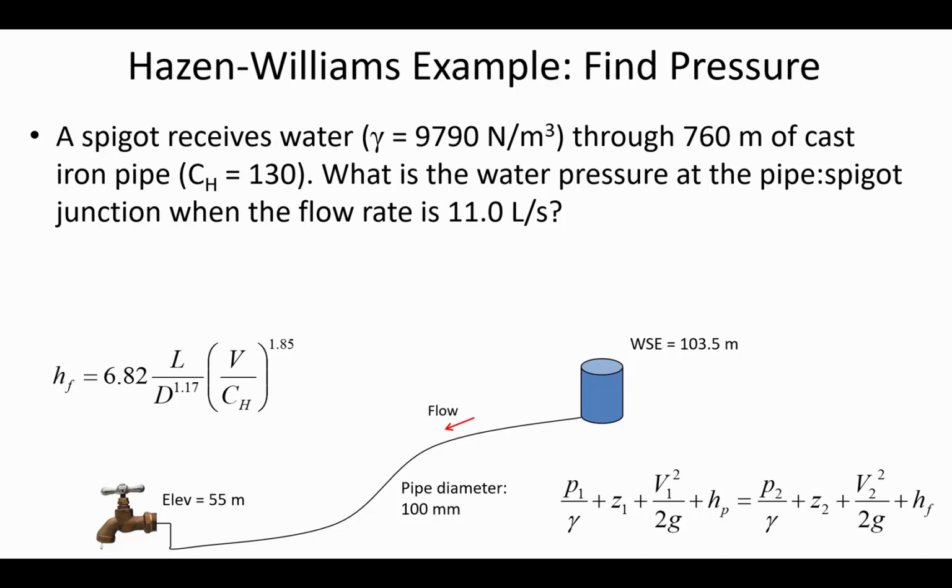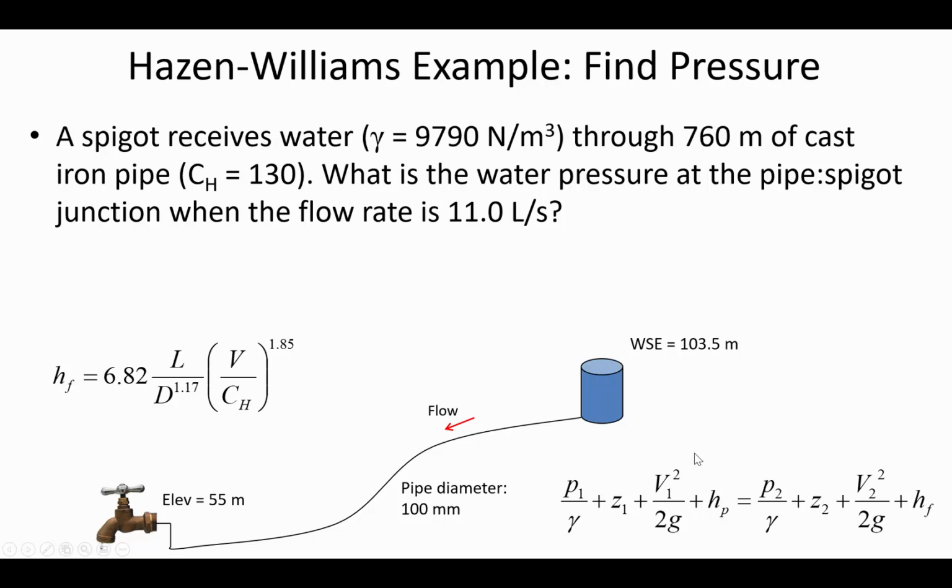Let's use the Hazen-Williams equation. We have water coming from a tank where the water surface elevation is 103.5 meters. We will assume that tank is vented to the atmosphere, meaning the water inside that tank at water surface elevation 103.5 has no gauge pressure, so P1 is 0. The velocity in the tank, maybe the water level is going down very slowly, but effectively the velocity is 0. We don't have any information about how quickly the velocity is going down inside that big tank, so we'll assume it's 0.